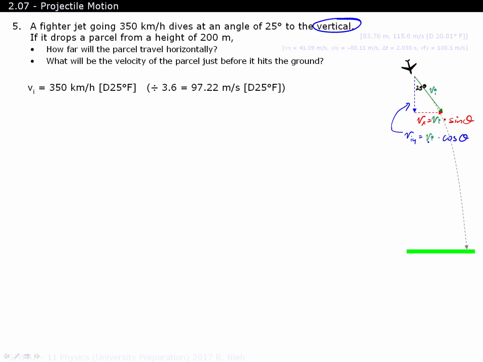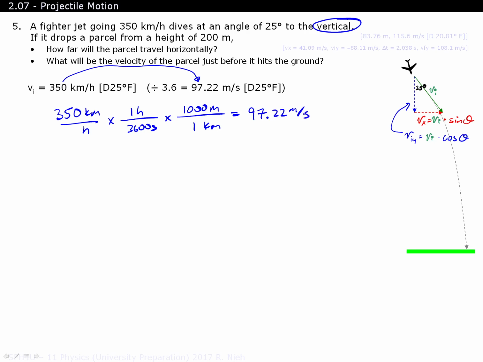Now we could use the Vi value of 350 kilometers per hour, but then we're going to have unit problems afterwards. So we're going to do the quick shortcut. We're going to convert 350 kilometers per hour into meters per second, and you do that by dividing by 3.6. You could also do it the long way by multiplying 350 kilometers over hours, and know that for every 1 hour, there are 3,600 seconds, and for every 1 kilometer, there are 1,000 meters. This is just another way of getting to the same exact answer of 97.22 meters per second. So the choice is yours.